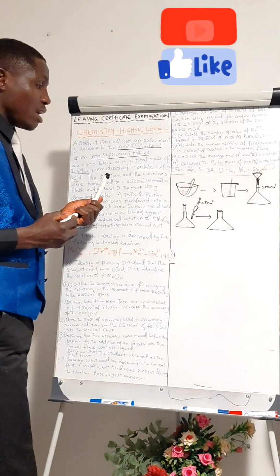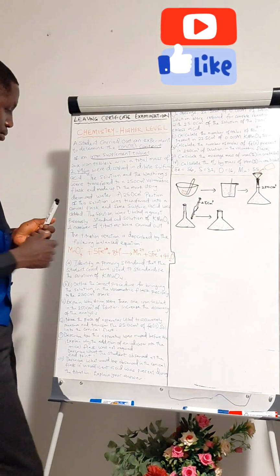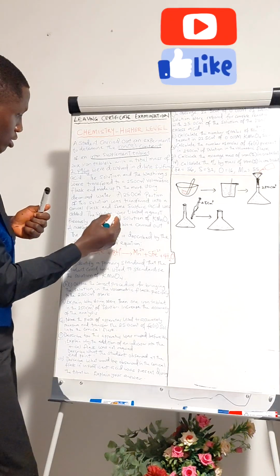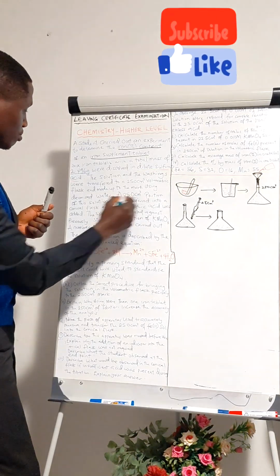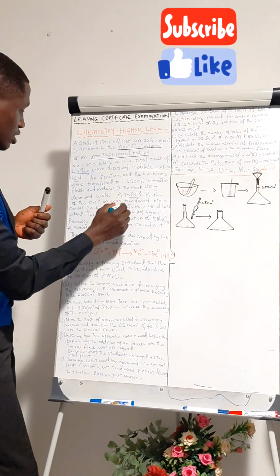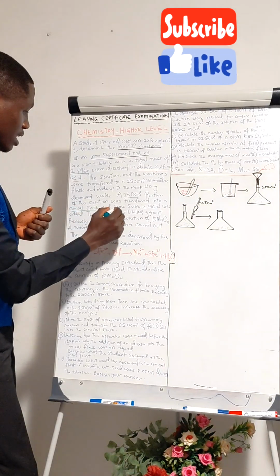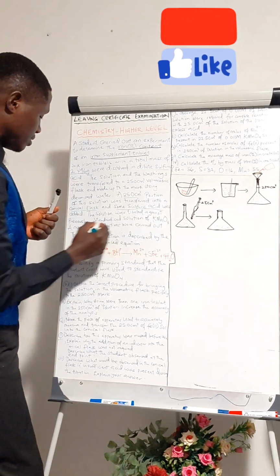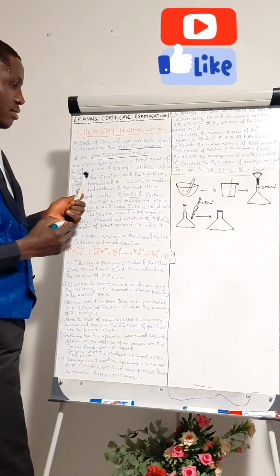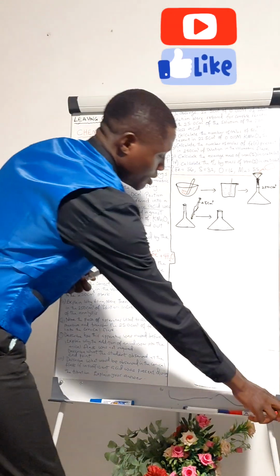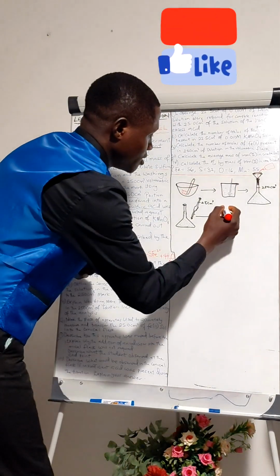So now after the transfer, what are we asked to do again? The 25 cm³ portion of this solution was transferred into the conical flask, and some sulfuric acid added. Now what was introduced here is sulfuric acid.